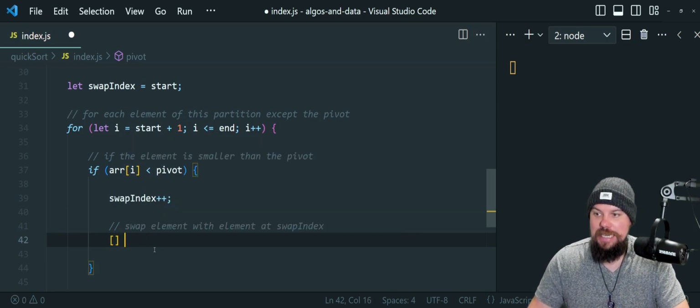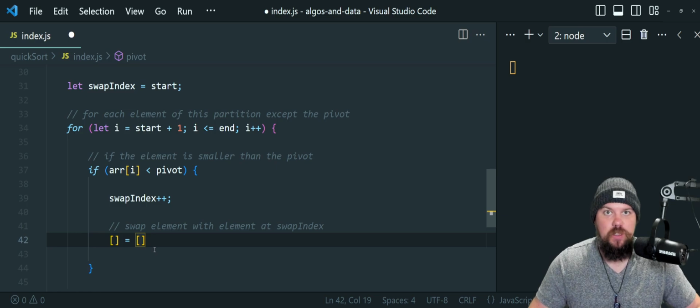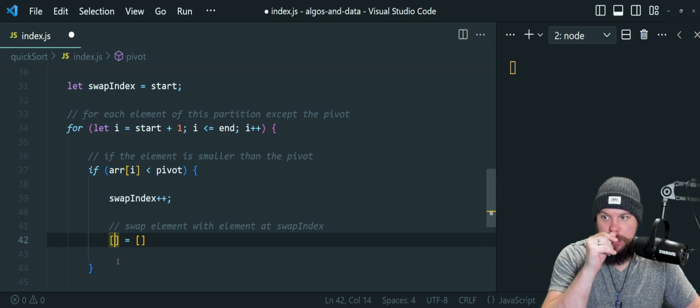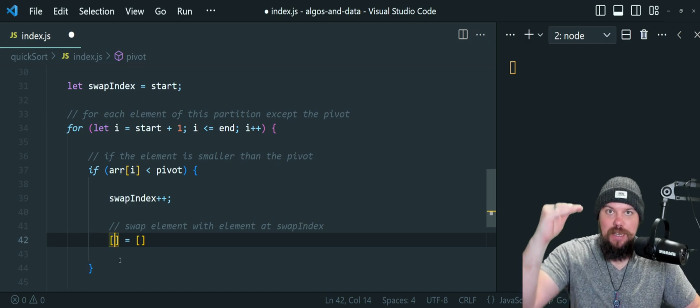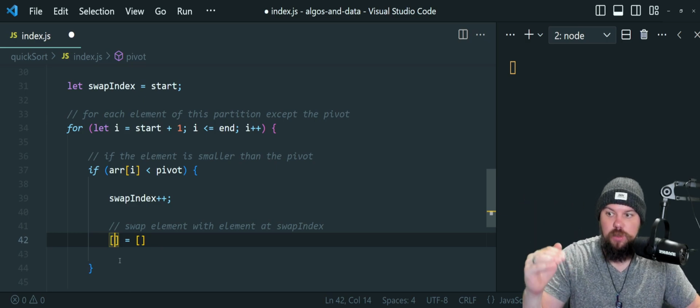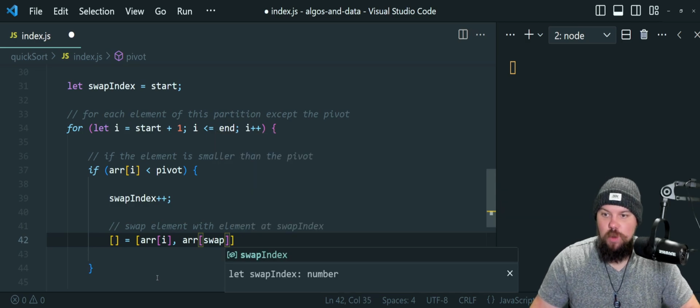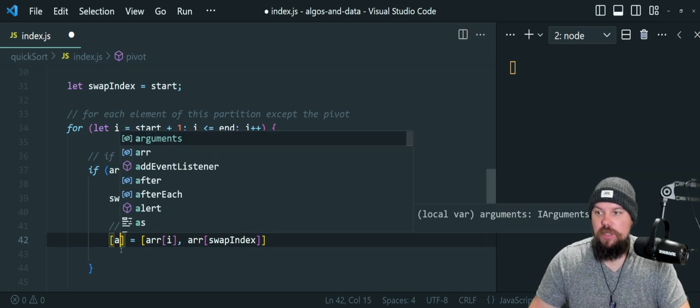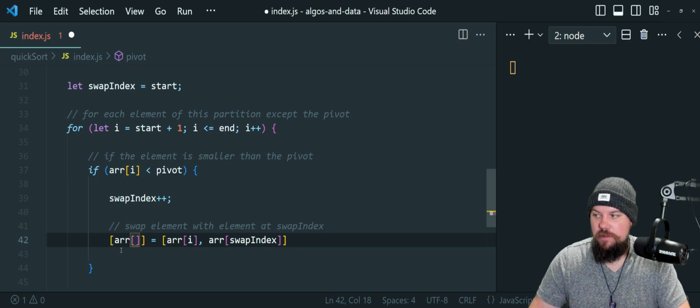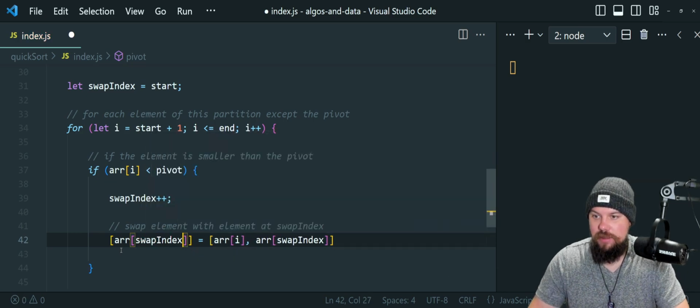We're going to do an ES6 array destructure swap, which you saw me do in previous videos. This is the same as using a temporary variable to swap two element positions in an array. You could do this with that temporary variable and 3 more lines, or this one line right here. So we're going to say, I want to take the current element we're looking at, the element at the swap index, and I wish to swap their respective positions like this.